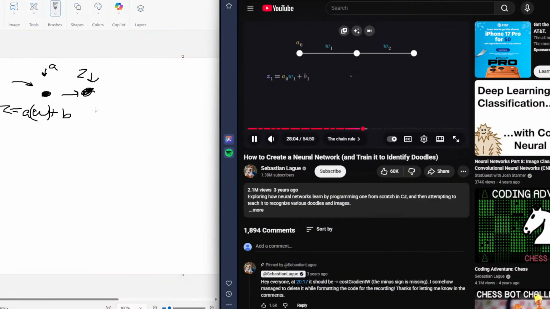Next, we calculate activation 1 simply by passing the weighted input into our activation function. Activation 1 equals... Oh, okay. So what's A? The weighted input, Z1 for short, which is 0.